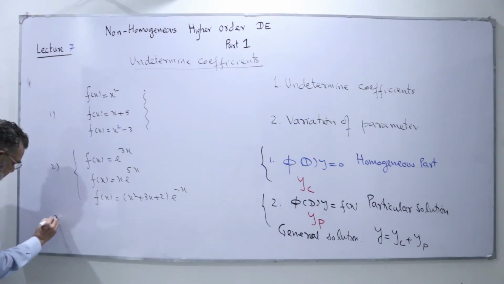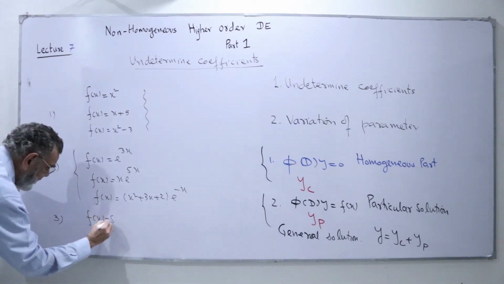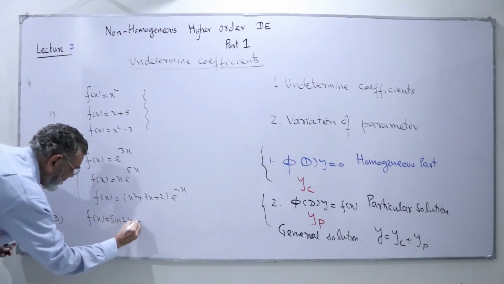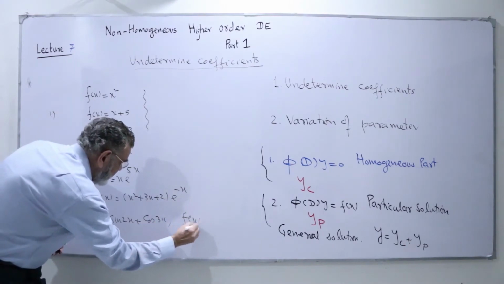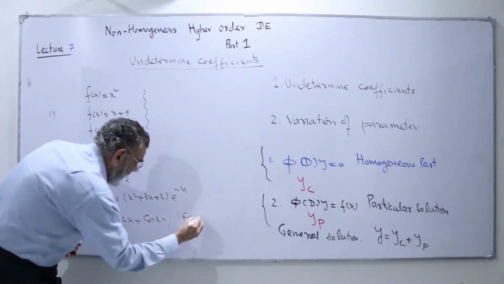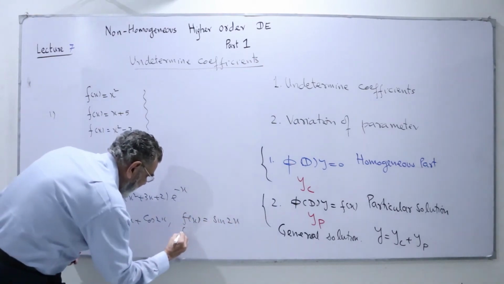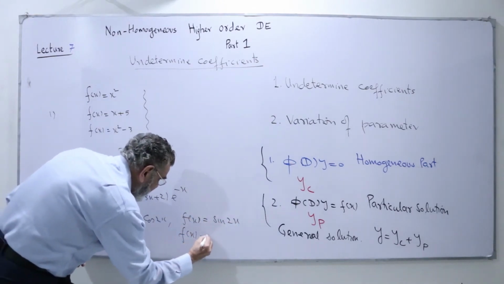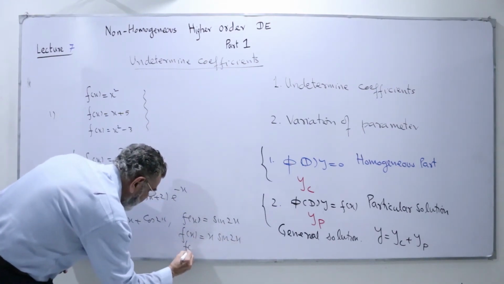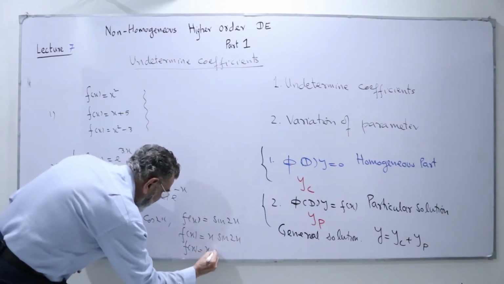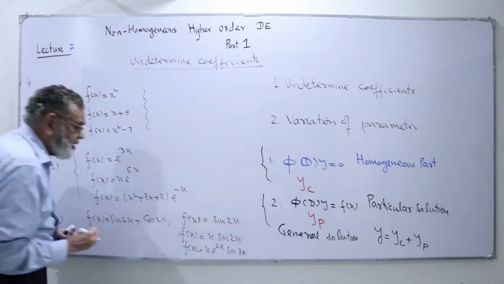The third set of functions: f of x is equal to sine 2x plus cosine 3x. f of x is equal to sine 2x only. f of x can be a multiple such as x sine 2x. I can have f of x equal to the product x e to the power 2x sine 3x. So any combination.